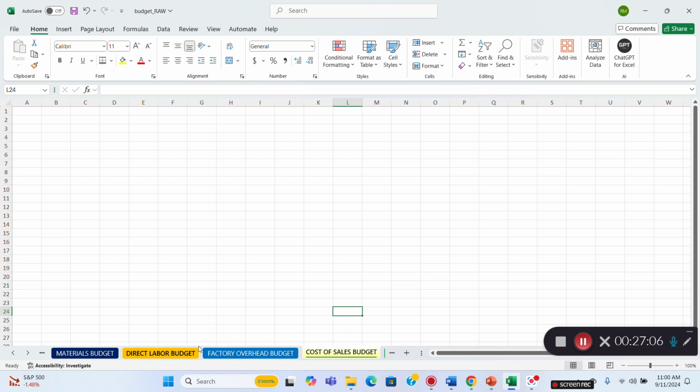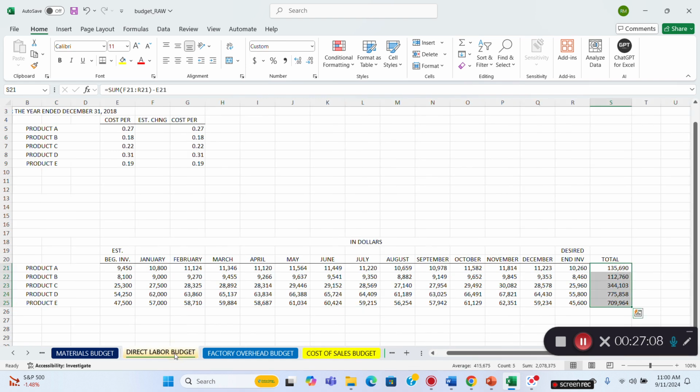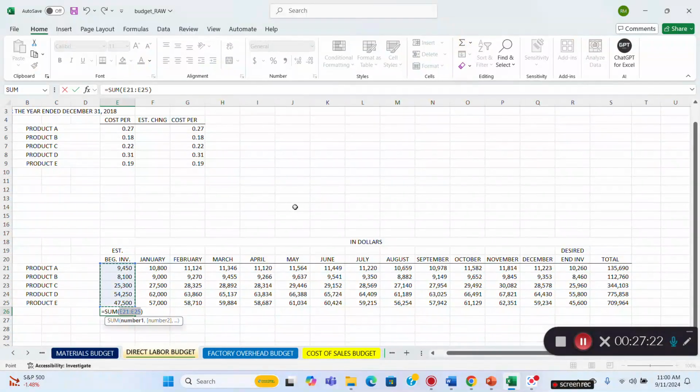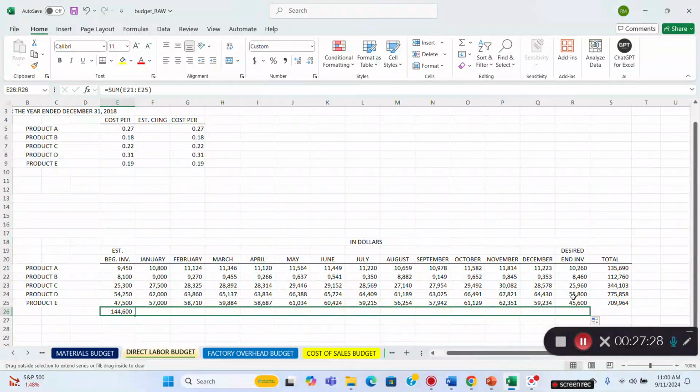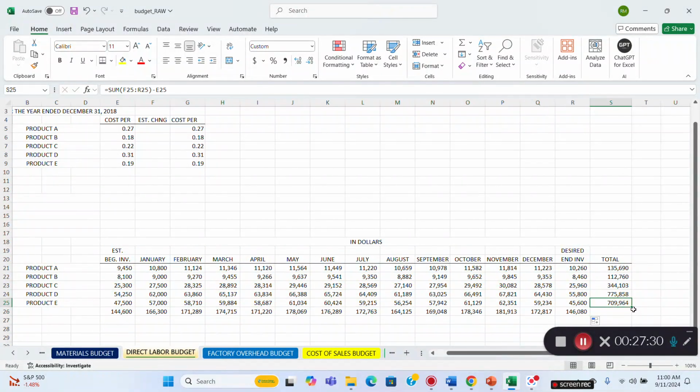Now I'm going to just want to finish up the direct labor budget and the factory overhead budget. And then I'll be done with this section because I don't want it to get too large. And again, all I'm doing is just adding them up. This one I'm going to bring down.